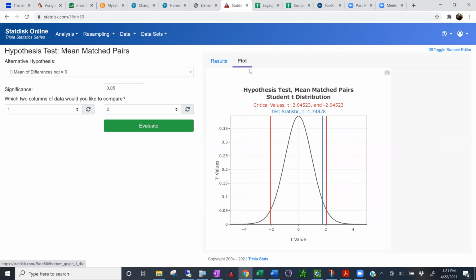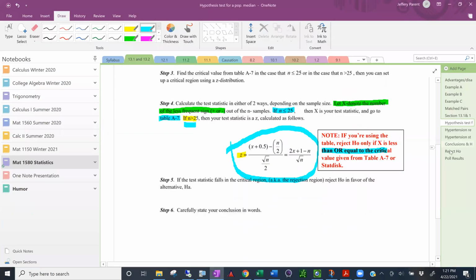What's our decision this time? Are we going to reject or fail to reject? Take a look at where the blue value is compared to the red values. Fail to reject. Yeah, it's still fail to reject, but the one thing is that it's gotten a little bit closer.